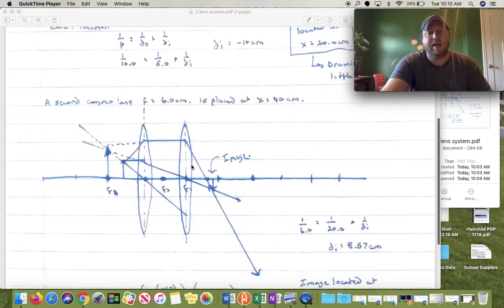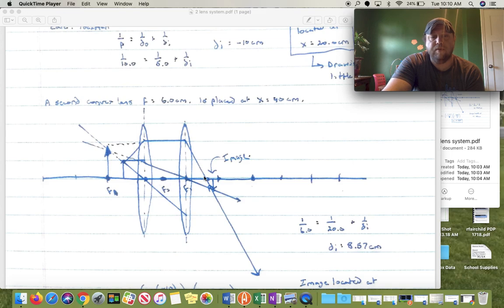And this is a lot of lines. I put them all on here. Okay, so just to go back and review. So here's our original object. Ray 1, parallel to the principal axis, refracts through the focal point. Now, notice the focal point. This is the focal point of lens 1. I have also placed a focal point 6 centimeters to the left here and placed this one 6 centimeters to the right here. And that's for lens 2.